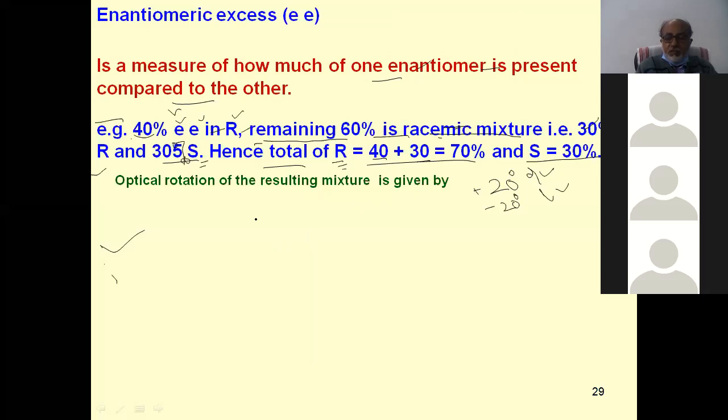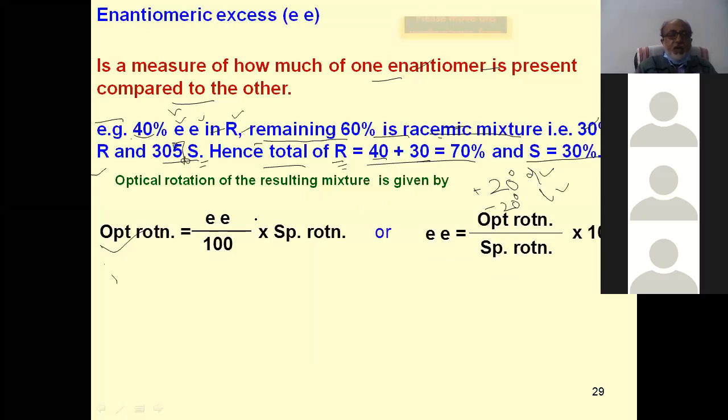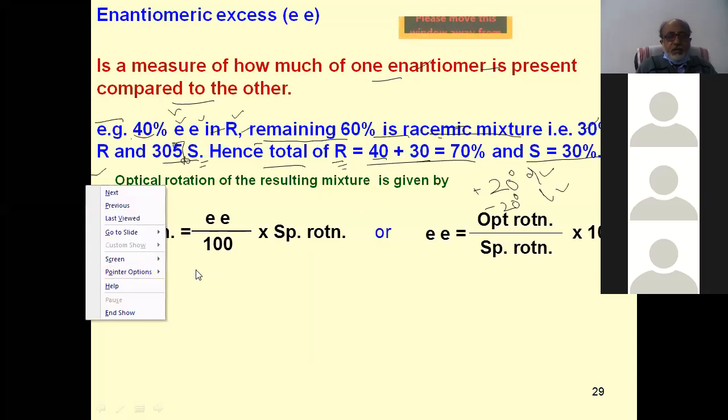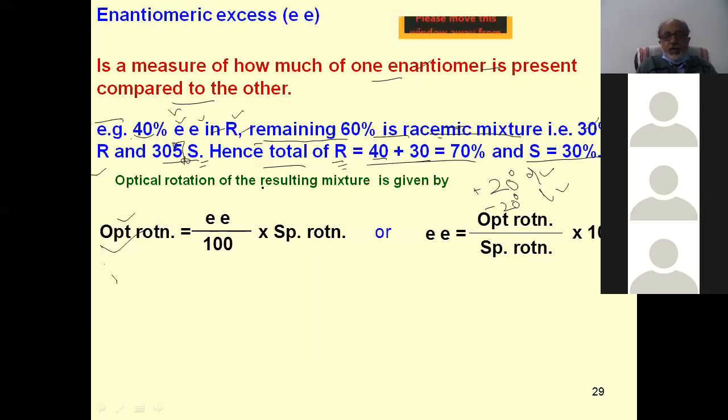That is given by this formula, optical rotation. Optical rotation can be calculated from here. You note down this. I'm giving a problem and you have to solve it and give me the answer.